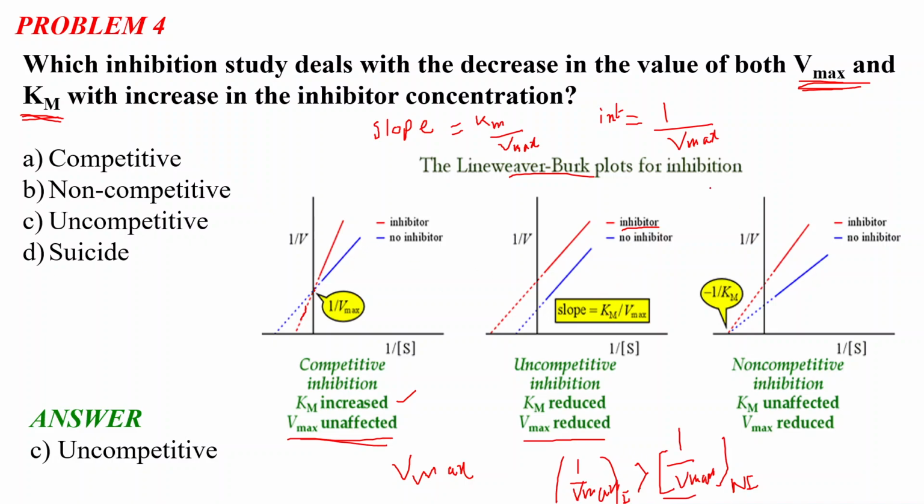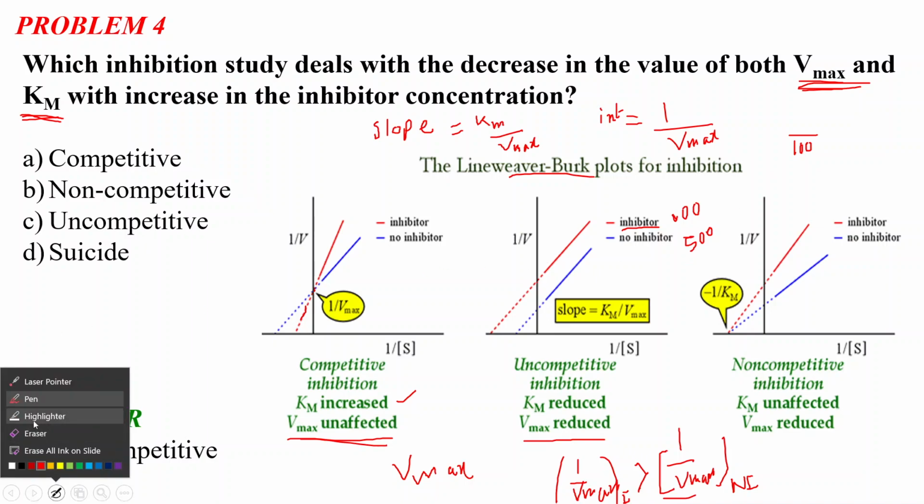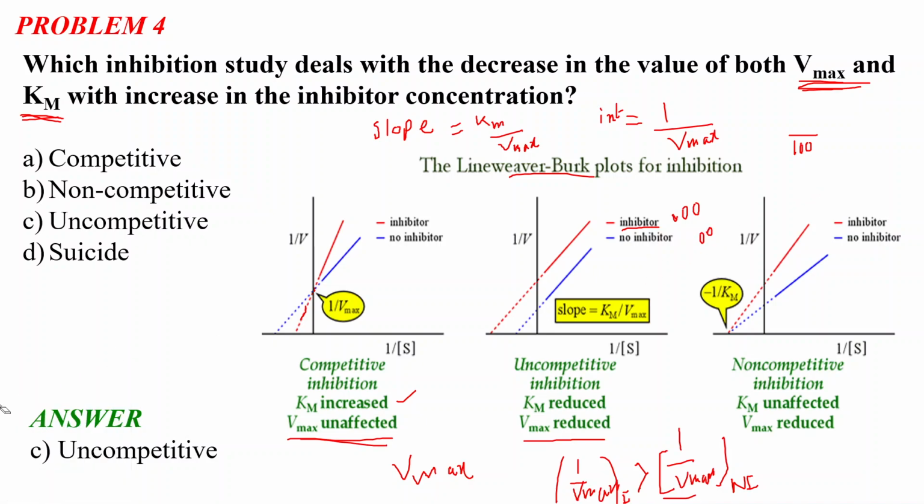Just to give you an example, let us say the Vmax with the inhibitor is 100, and the Vmax with no inhibitor is 500. Actually, let us make it 1000, so that it is easier to understand. So, with no inhibitor it is 1000, and with inhibitor it is 100. Since the Km and Vmax values are both lower, we have to have this kind of relationship.